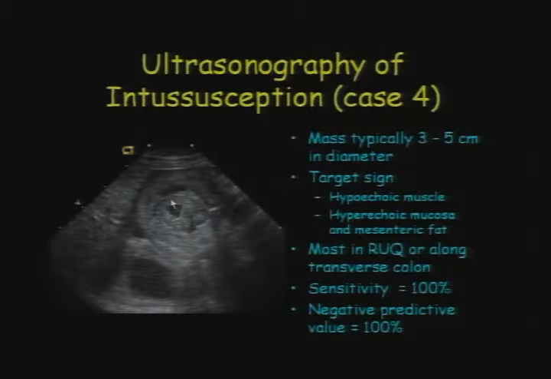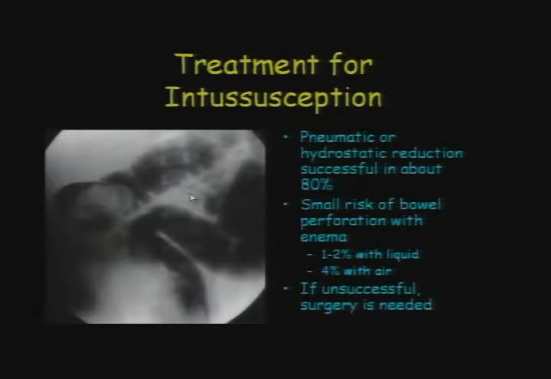It's somewhere along the course of the colon. It's 3 to 5 centimeters in size. It's not a hard thing to find. And the negative predictive value of an ultrasound is 100%. If you don't see an intussusception, there isn't one. You can use air or contrast for reduction. There's a small risk of perforation with both, a little higher with air than with contrast. But if you can't reduce the intussusception, then the baby needs to go to surgery.